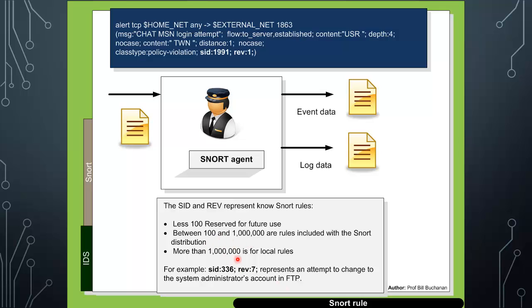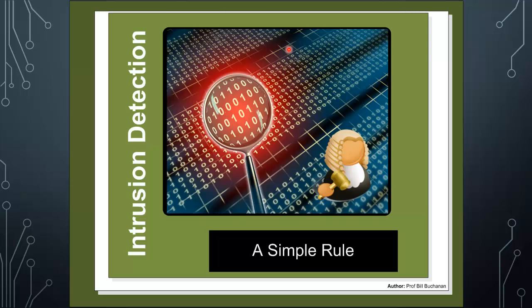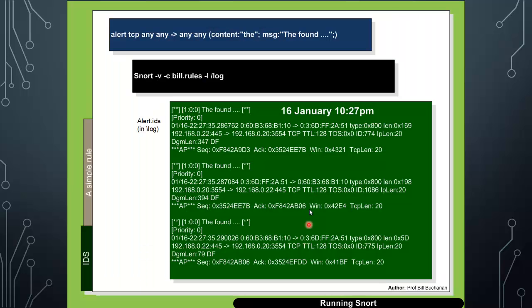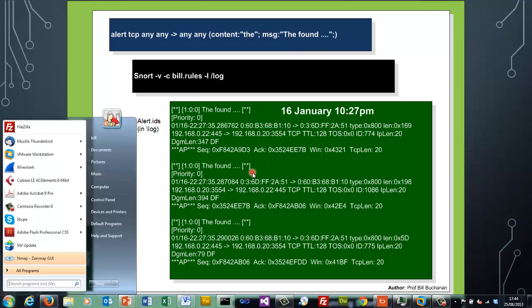So we can use our own local rules if we want. In this case, we're using a standard rule here, and it's SID 1991 revision 1. We can see here what this one is doing is listening for "user" in the data packet. So let's look at a simple Snort rule. Okay, so the very simple one, all this is we're detecting any traffic from our network going to anywhere with the content of the word "the", and we give a message.